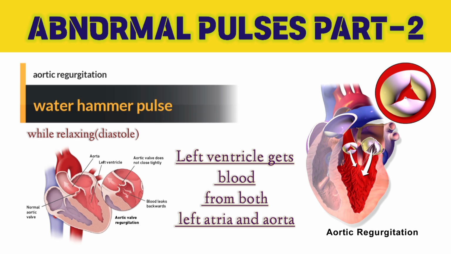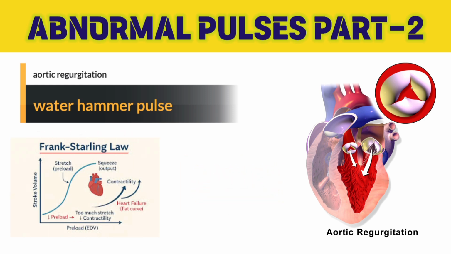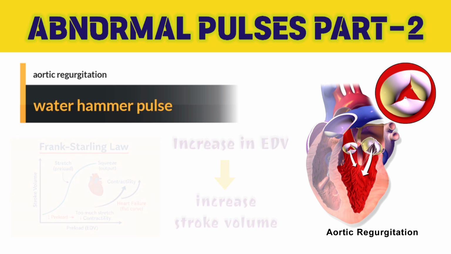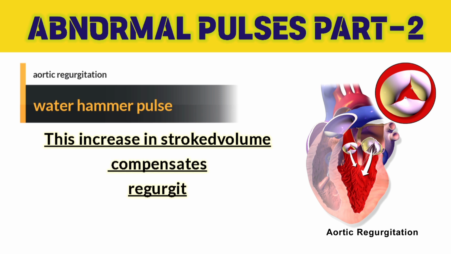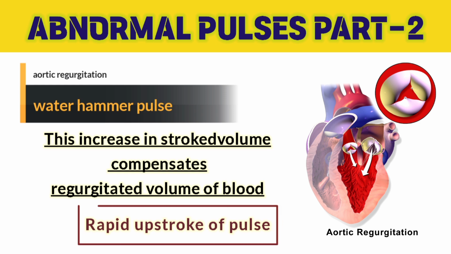As the left ventricle is getting blood from both the atrium as well as the aorta, there is an increase in the end diastolic volume. According to the Frank-Starling law, an increase in the end diastolic volume stretches the ventricles more and causes stronger contraction. Stronger contraction helps in pumping more blood and causes an increase in the stroke volume and systolic pressure. This increase in the stroke volume pumps more blood to compensate for the regurgitated volume of blood from the aorta, causing rapid upstroke of the pulse.